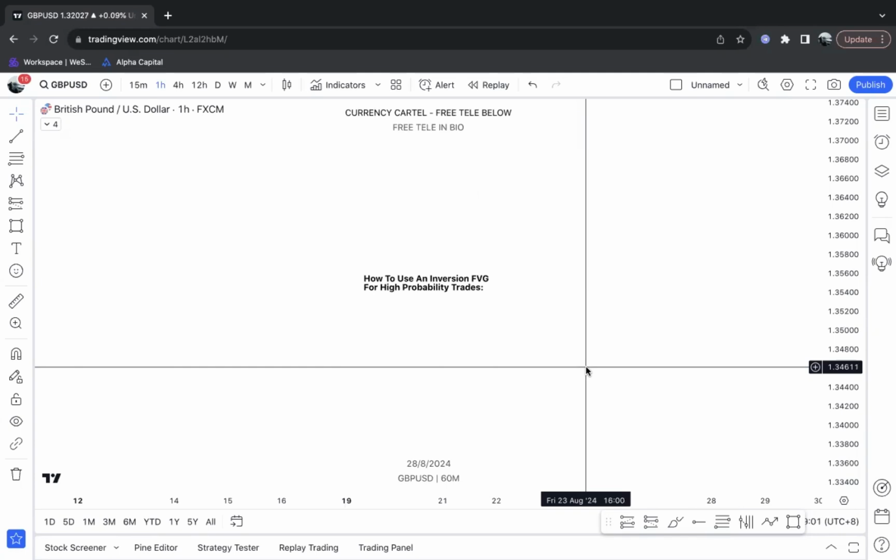So in today's video, we're going to be going over inversion FVGs. As yesterday in the free Telegram, I did in fact call a nice GBP USD inversion level for you guys who are in there to trade off, and it worked out perfectly. So I thought I'd reiterate and go over inversion FVGs again for higher probability trades.